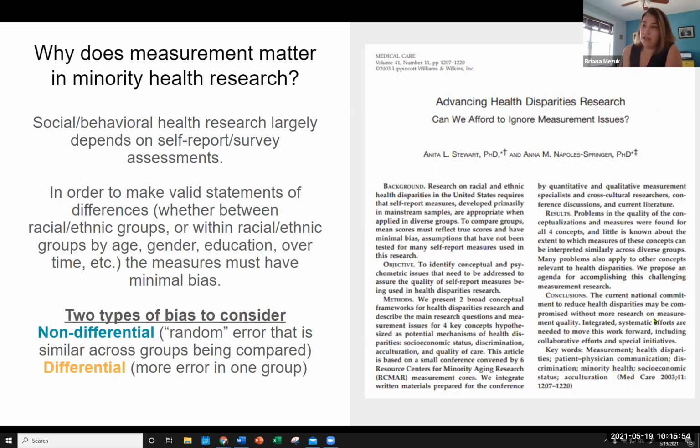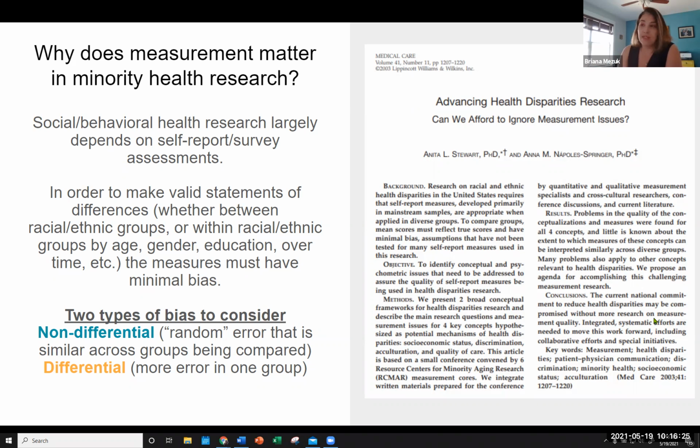There's non-differential measurement bias or measurement error, which is essentially random error that's similar across the two groups being compared. So if we were doing a sample of depression among African Americans, and we wanted to compare men and women, the error in the measurement of depression was similar among men and women. It wasn't systematically different by gender in this case. And that's the best case scenario. That's the kind of error we want. We know there's error, but we're hoping for non-differential.